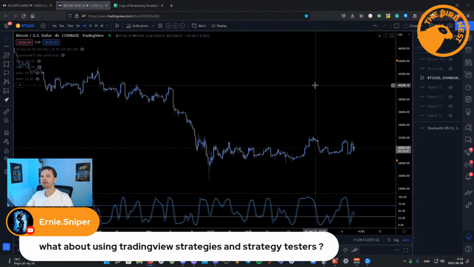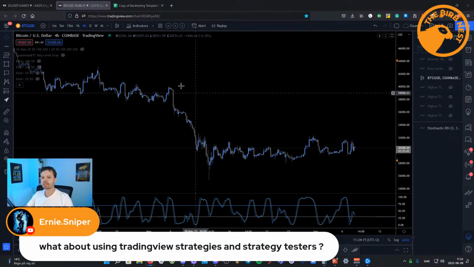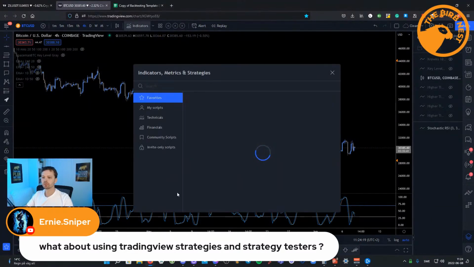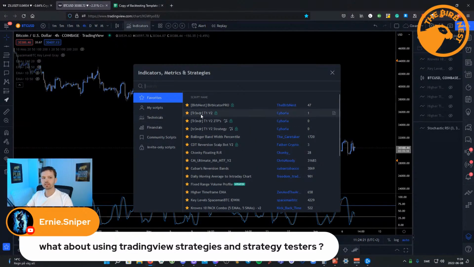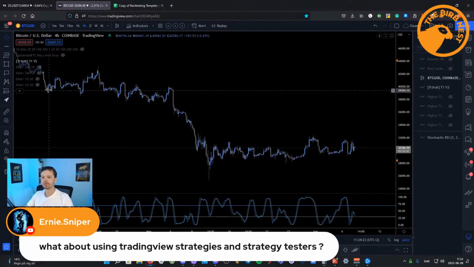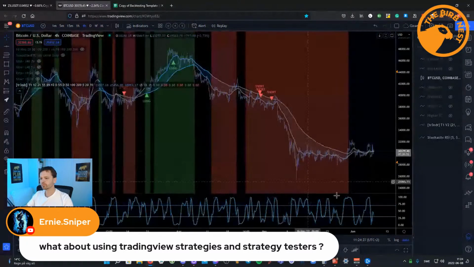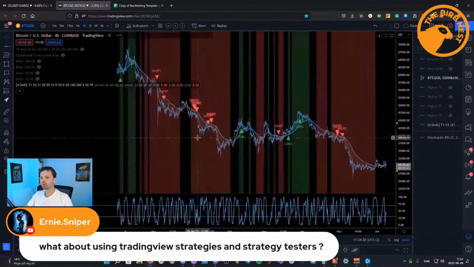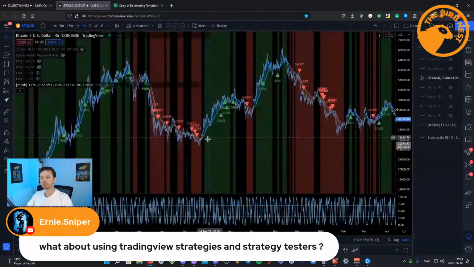So this is a good question. You have TradingView strategies and strategy testers, right? So I do have an indicator I've been working on. So let's try that out, right? So I have an indicator here that I've been working on, and you could code a strategy into this, right?